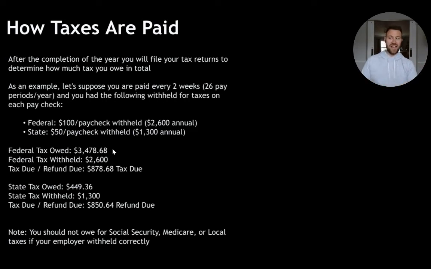The opposite of that would be the state tax. If you look, the state tax owed is just a shade under $450. We've already paid $1,300, so we're going to get money back. So that's typically what happens at the end of the year. There's either a refund or you're going to owe money.